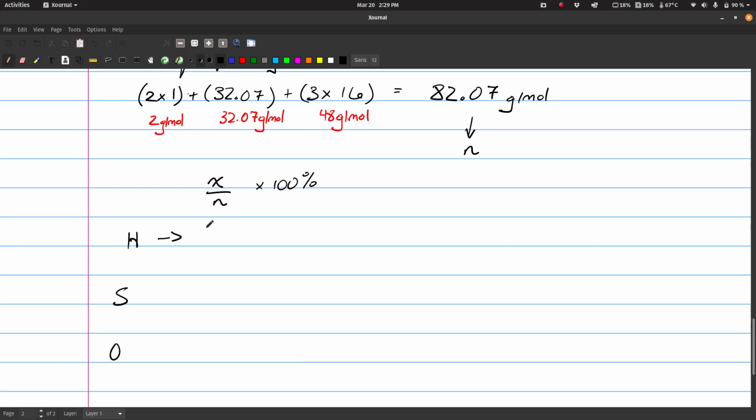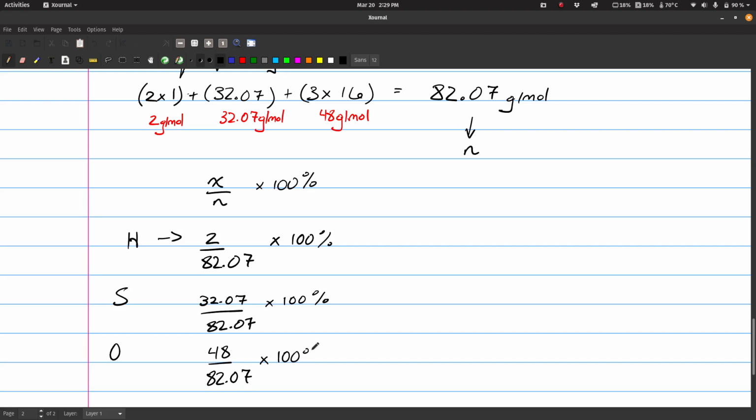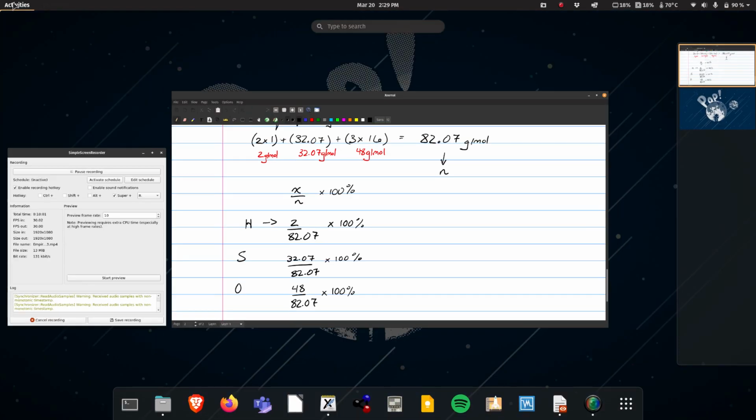So we're going to have 2 divided by 82.07 times 100%. Right here we're going to have 32.07 divided by 82.07 times 100%. And then for oxygen, we're going to have 48 divided by 82.07 times 100%. So let me open my calculator super quick.